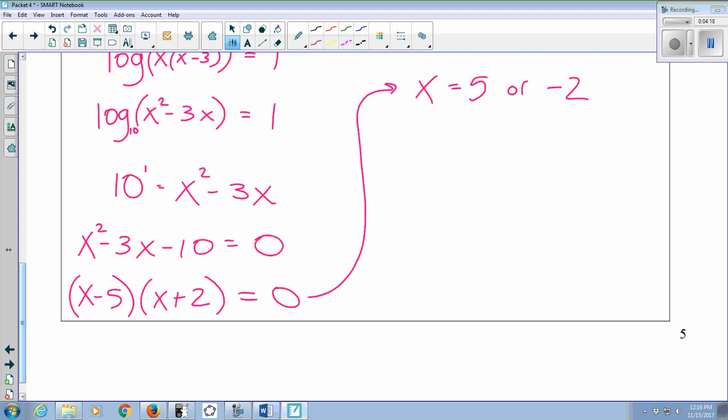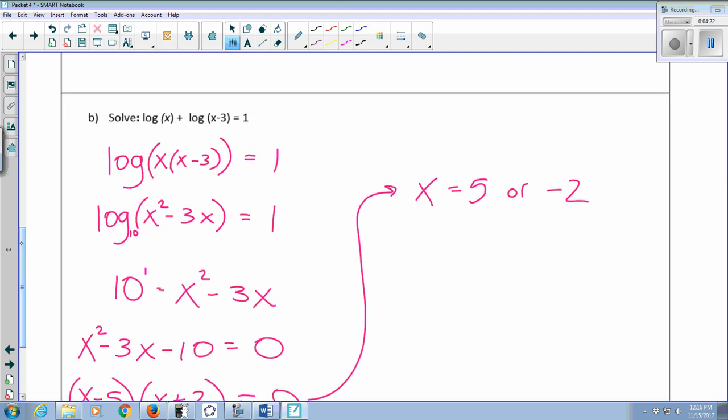But especially when you get 2 answers, you need to check your domain, right? See if you can plug 5 and negative 2 in here. Remember you cannot put a negative into a logarithm, so we definitely have to eliminate x equals negative 2 as our solution. I can take the log of 5 and I can take the log of 5 minus 3 because that's positive 2. So x equals 5 is my only solution here.